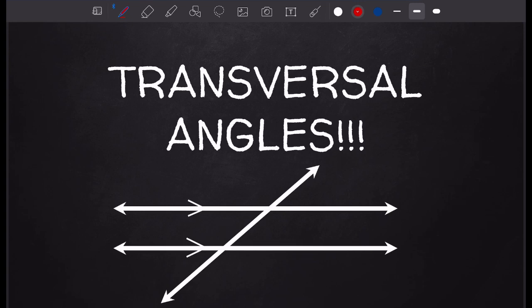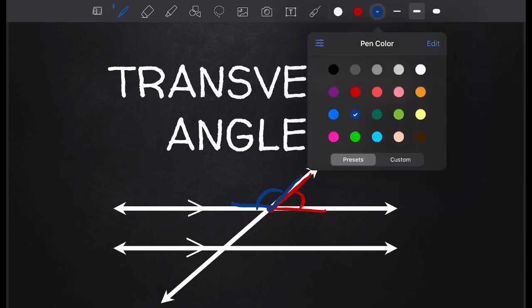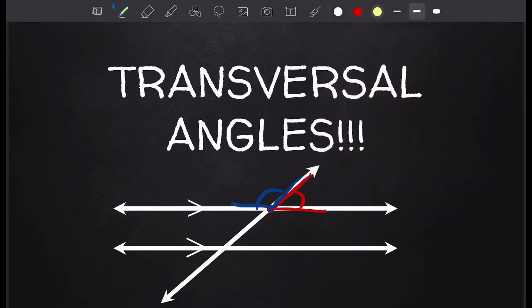You will notice we have a vertex here, so this forms an angle. This forms another angle, okay? So this forms another angle, and so on. So a transversal line, if it cuts through two parallel lines, will form 8 angles, okay? And those angles have a name, okay? So let's go through it.